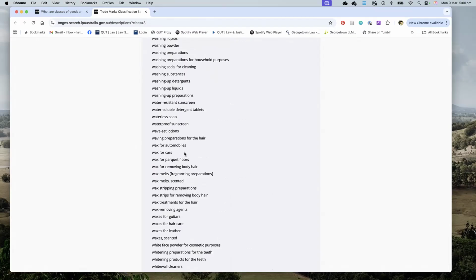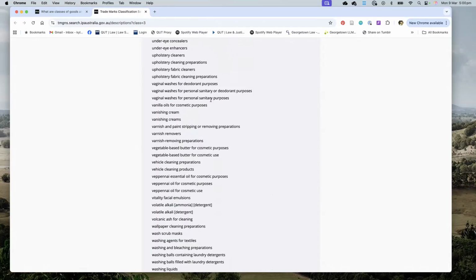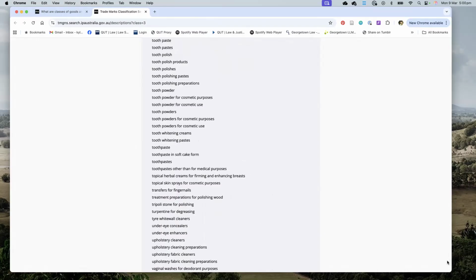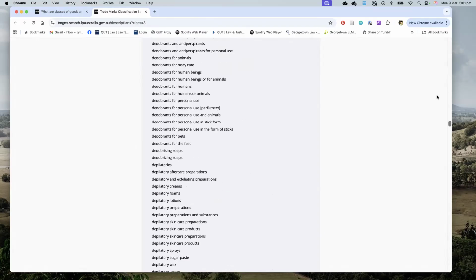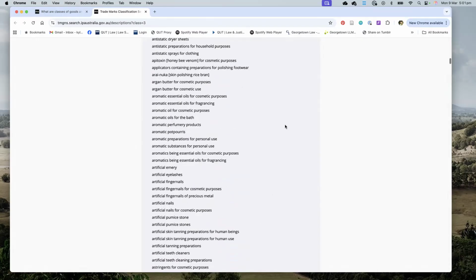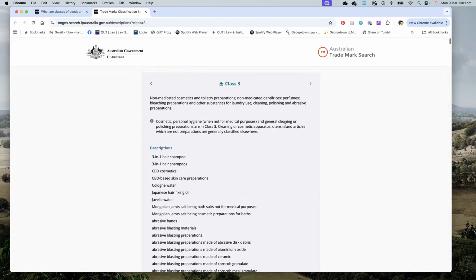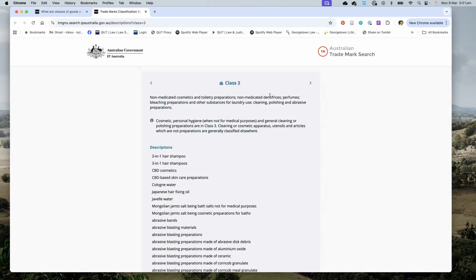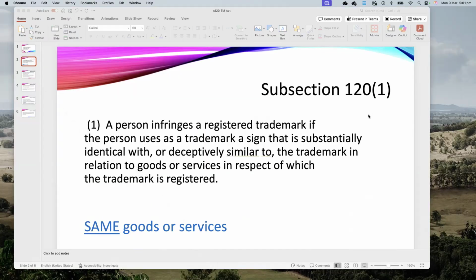Wax for cars. So we could not say that wax for cars is the same good, same type of good as acne cream or bath bombs just because they are in class 3. Looking at the classes of goods or services is not enough for subsection 1 of section 120. You have to look exactly at the product or the service that you are dealing with.